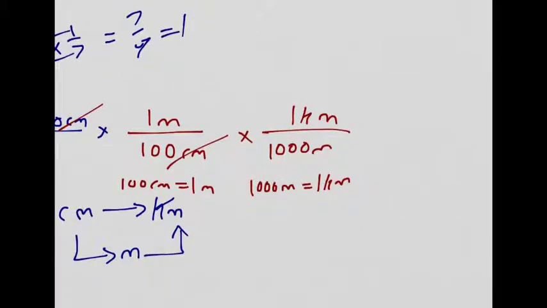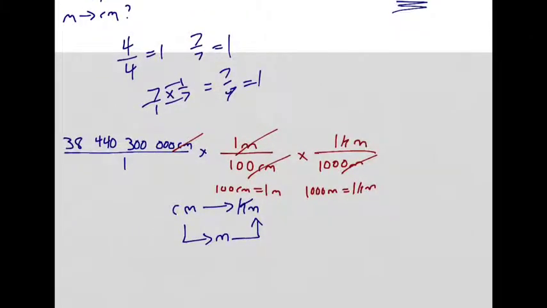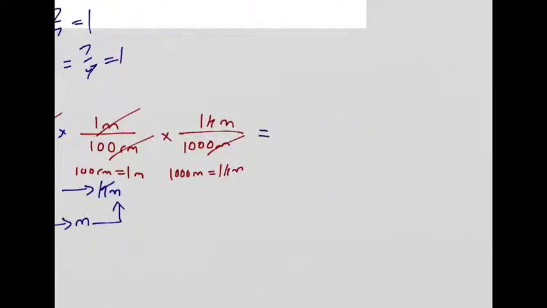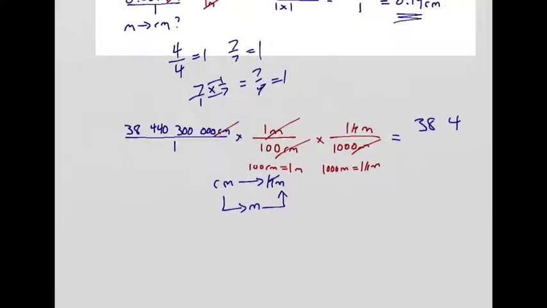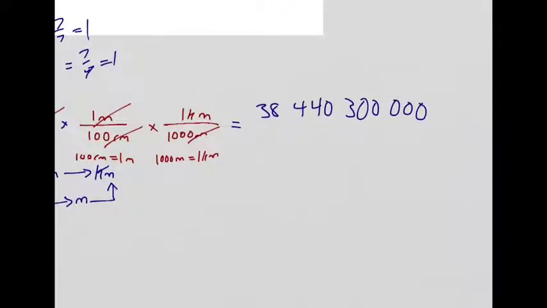Now my meters cancel because I have meters on the top and meters on the bottom. And I end up with, in the end, kilometers. And now the final step, I take all the numbers up top, multiply them, all the numbers down below, multiply them, and divide. So that gives me 38,440,300,000. I could put the times 1 times 1, but when you multiply something by 1, it doesn't change it, right? So I don't need to put those. That's just extra writing. You can ignore the ones.